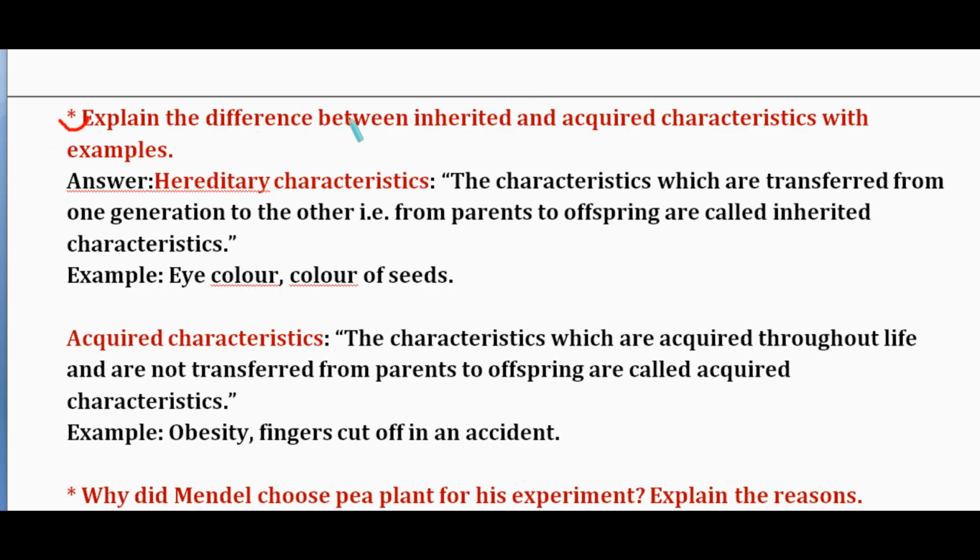Now the question: explain the difference between inherited and acquired characteristics with examples. Hereditary characteristics are the characteristics which are transferred from one generation to another, that is from parents to offspring, and are called inherited characteristics, such as eye color and color of seeds. Acquired characteristics are the characteristics which are acquired throughout life and are not transferred from parents to offspring, such as obesity, or fingers cut off in an accident.